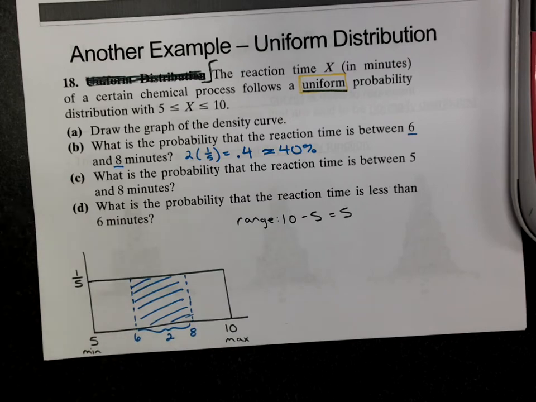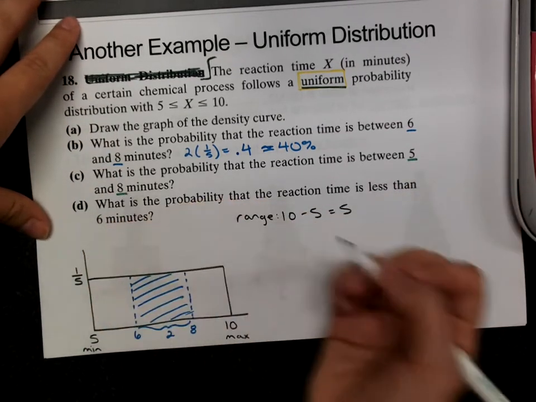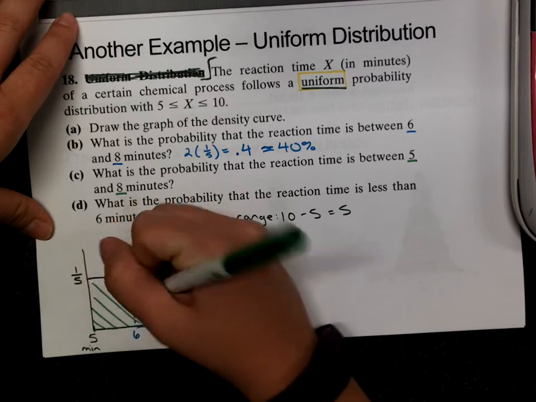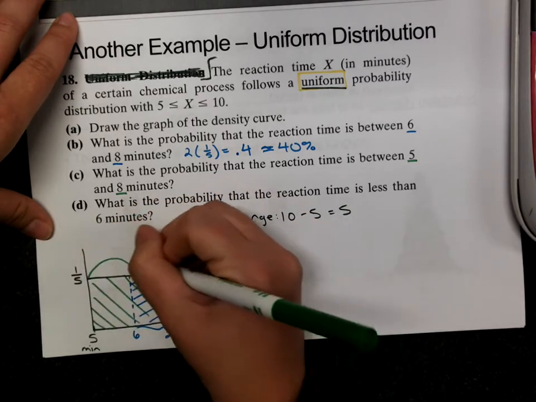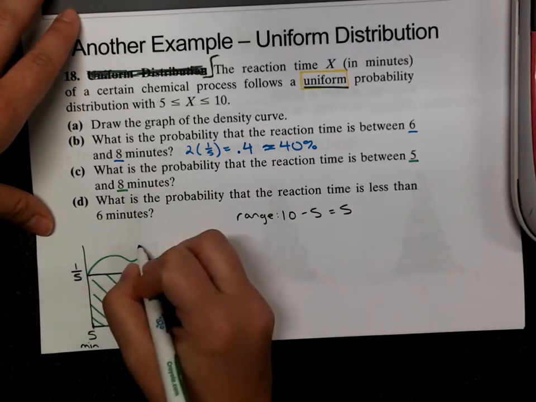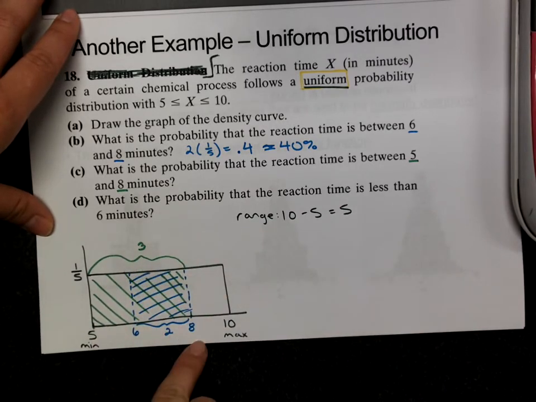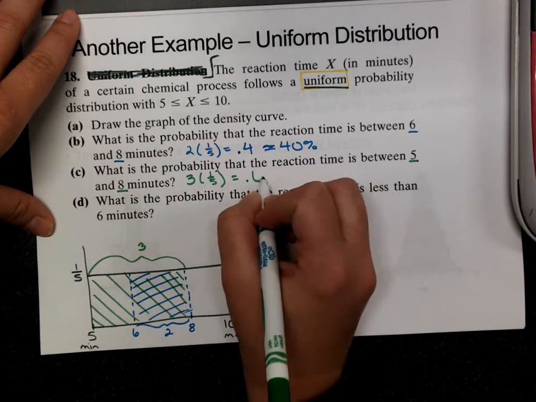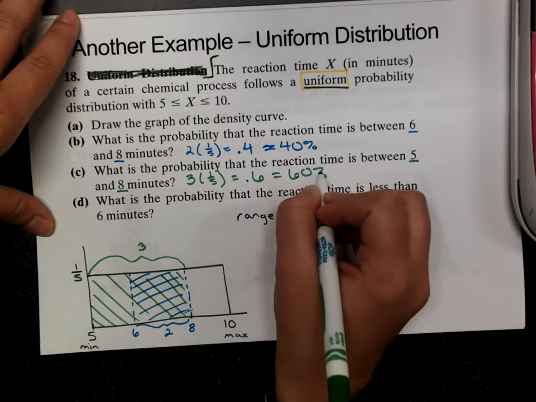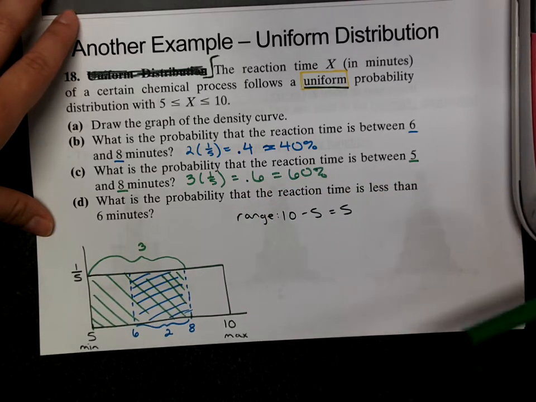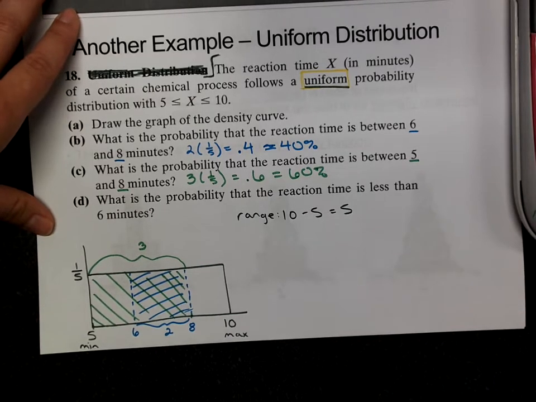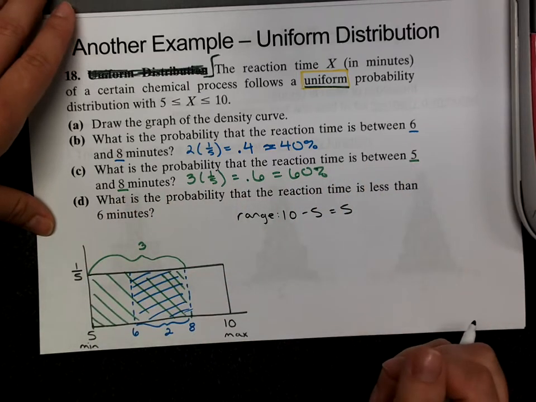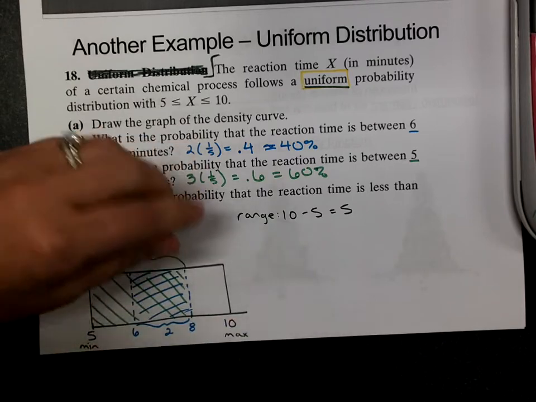Part C, what is the probability that the reaction time is between 5 and 8 minutes? So 5 is down here, 8 is up here. This time we're looking at this entire space between 5 and 8, which is a range of 3, or a spread of 3. So this time we're going to do 3 times 1/5, which is 0.6 or 60%. So 3 times 1/5 is 0.6. So you can just put 0.6. That means that there's a 60% chance that the reaction time is between 5 and 8 minutes. Hopefully this is making sense so far.